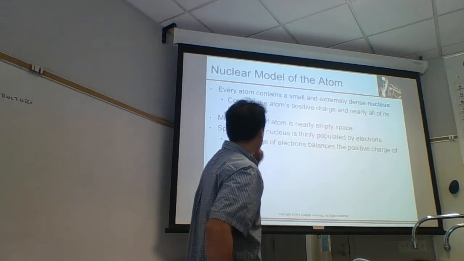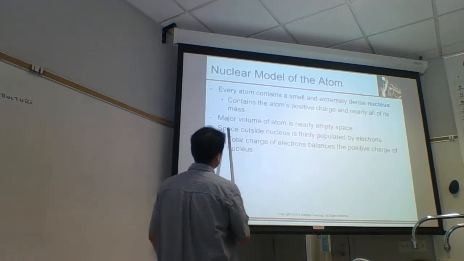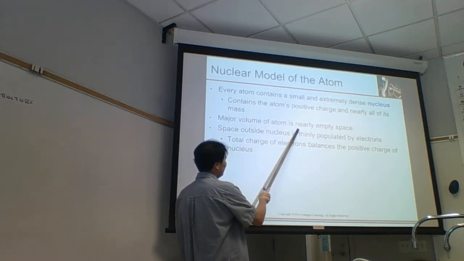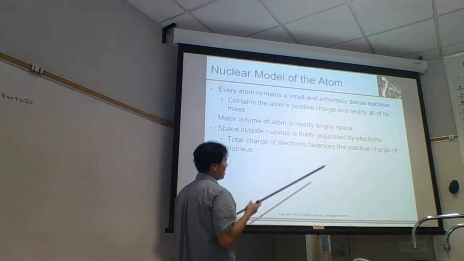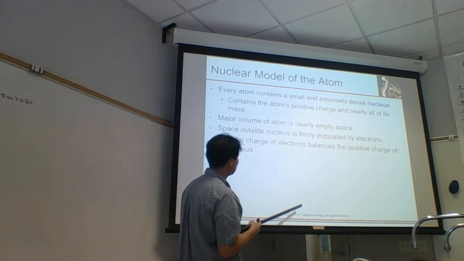Oh, it's got to be a lot more. So we'll take a look at that in a second. The major volume of the atom, in other words, practically all of the atom consists of empty space. The alpha particles just went straight through. So there's got to be a lot of empty space.